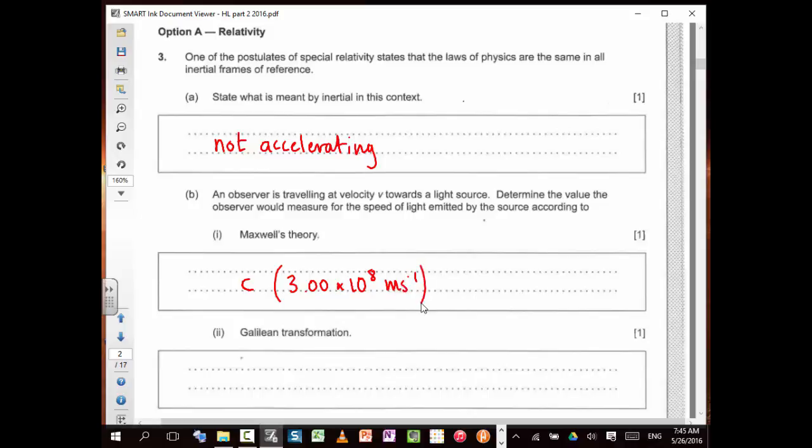Okay, and then according to the Galilean transformation, well, that's the one where we have to add the speed of the source or the speed of the observer to the speed of light. So here we have an observer traveling at velocity v towards the light source. That means that they should measure the speed of the light plus their own speed. So c plus v.